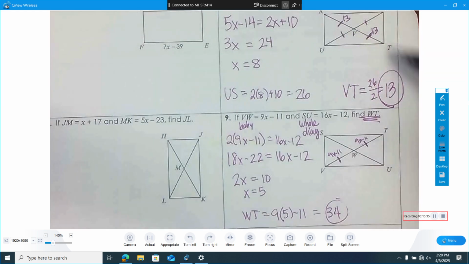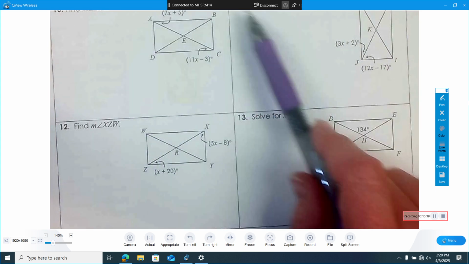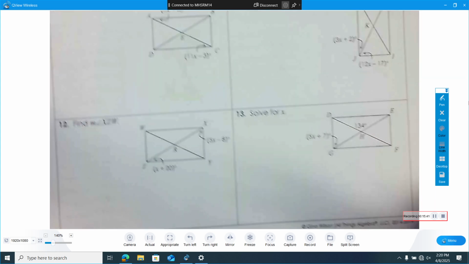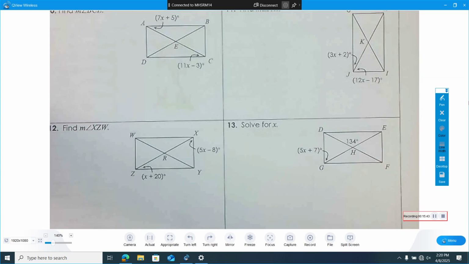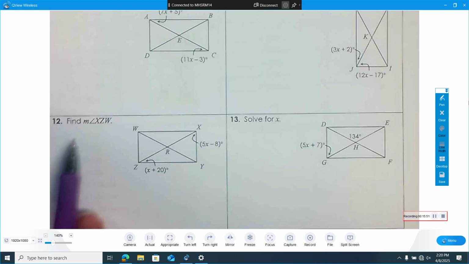So again, all of these we're finding side lengths, and then everything down here is finding angle, angle, angle, angle. I'm seeing a lot of little confusion. Angles have degrees. We get 180s and 90s a lot, but be careful when we're talking about side lengths. There's none of that. Let's look at number 12.